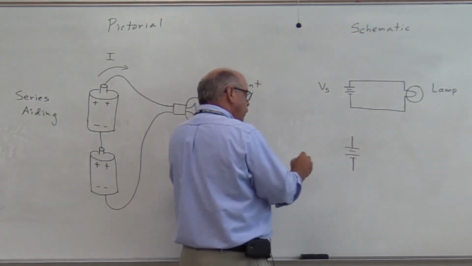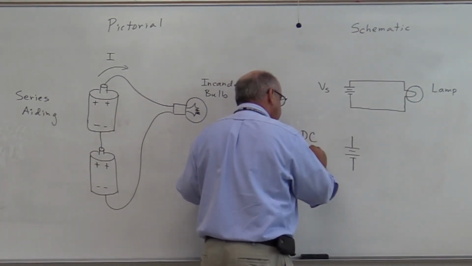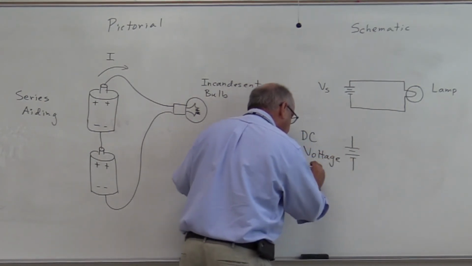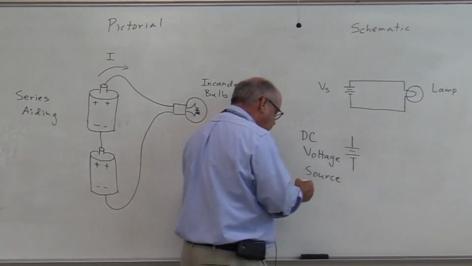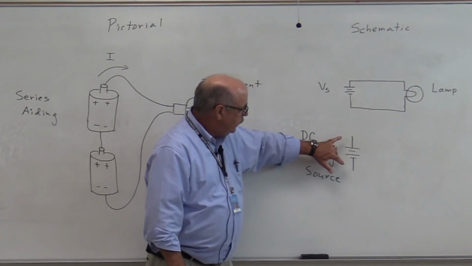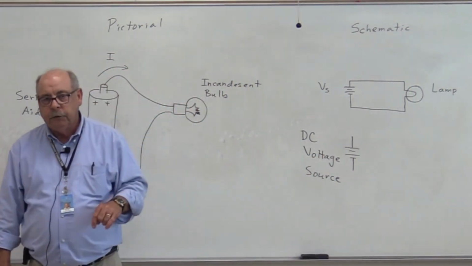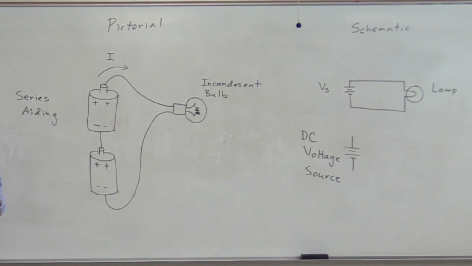is also used to represent any kind of DC voltage source. It doesn't matter the magnitude of this DC voltage source, but this schematic symbol will always be used to represent a DC voltage source.